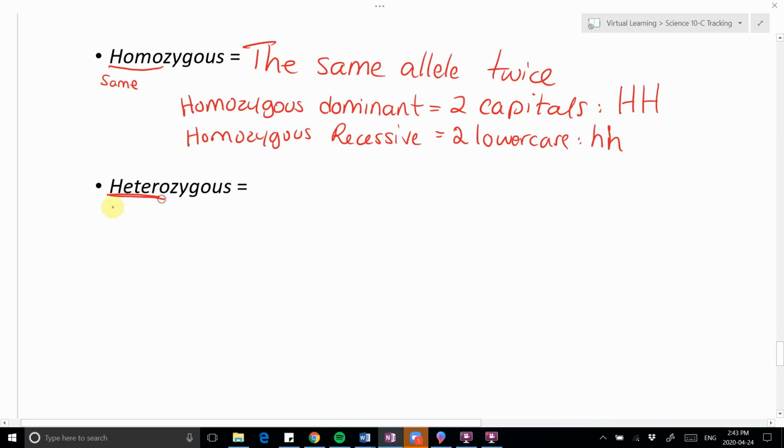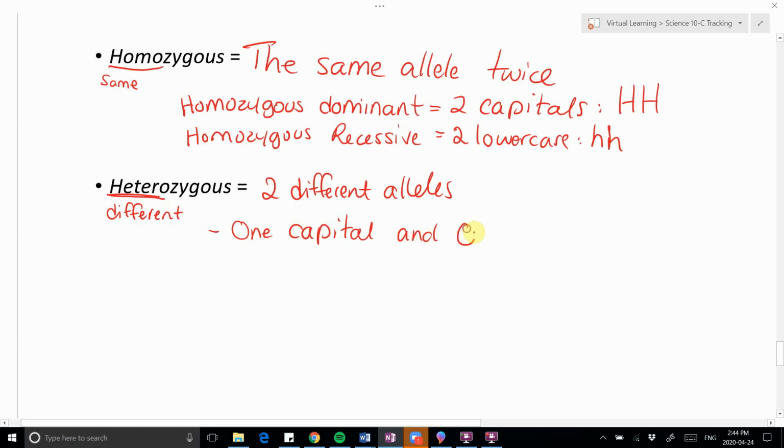Heterozygous, hetero means different. So a heterozygous is two different alleles. Now remember, they still have to be the same gene. So you can't have like an A and a B. But you could have a capital A and a lowercase a. So what that means is you're going to have one capital and one lowercase. So if we use H as an example, that would be capital H, lowercase h.